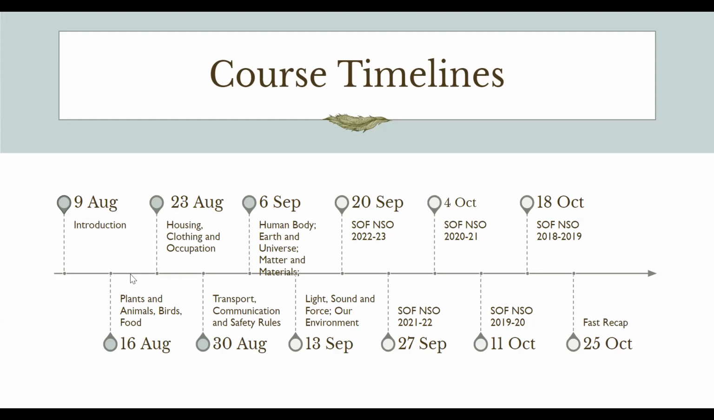Then we have transport, communication, and safety rules, like traffic signals, red light, green light, and how we transport. What are the different means of communication which we use? Earlier we used to use the telephone, now it has moved on to the fastest one, the internet, because of which we are able to study.